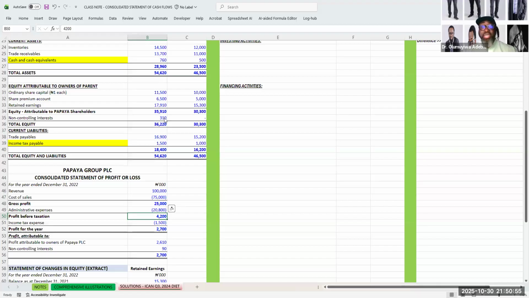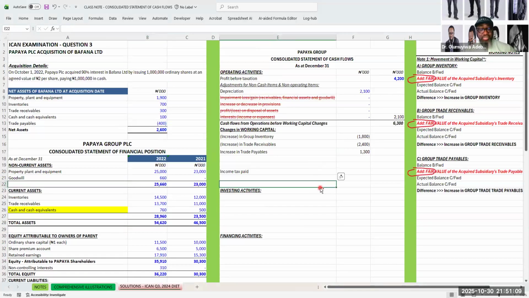Okay, let me point my highlighter so that you can always see those things. Okay, that's that. Okay, thank you for that.